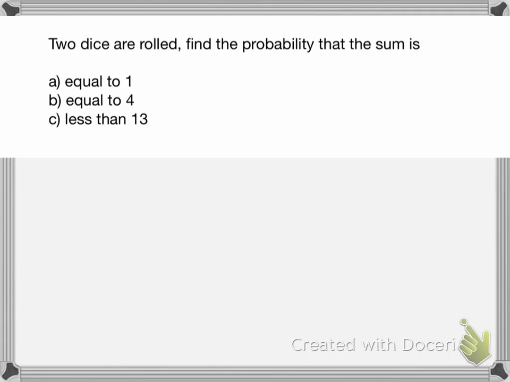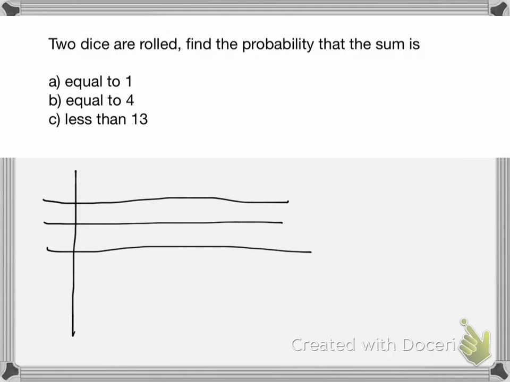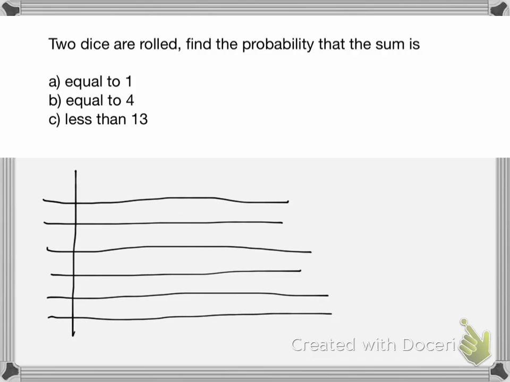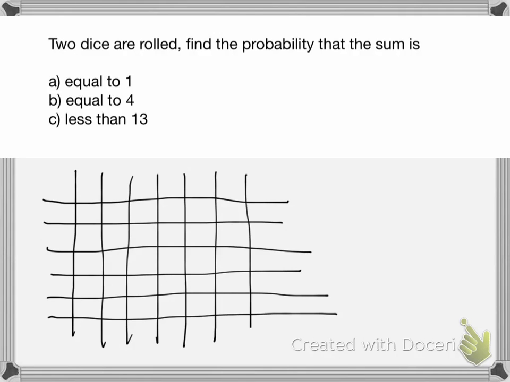So on each dice there are 6 sides, and on each side there are dots, 1, 2, 3, 4, 5 or 6 dots, and we have two dice. So we can illustrate when two dice are rolled with a table with 6 rows and 6 columns. 1, 2, 3, 4, 5, 6. And from that table we easily see that the number of events when two dice are rolled is 36.